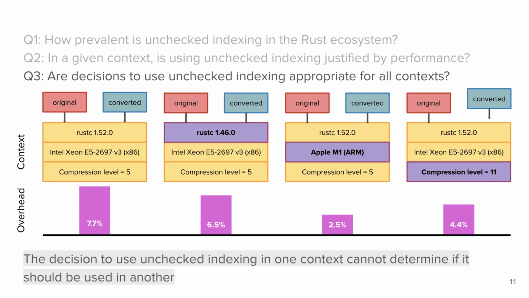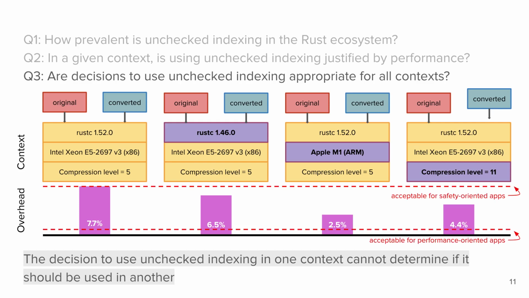Note that all these values are relative performance differences, meaning that our sample application doesn't necessarily run faster on M1 architectures. Furthermore, since the safety or performance goals of applications are also a part of the context, different applications may have different acceptable overheads for bounds checking, even within the same software stack, so the decision to use bounds checks may be different. Ultimately, the decision to use unchecked indexing in one context cannot determine if it should be used in another.